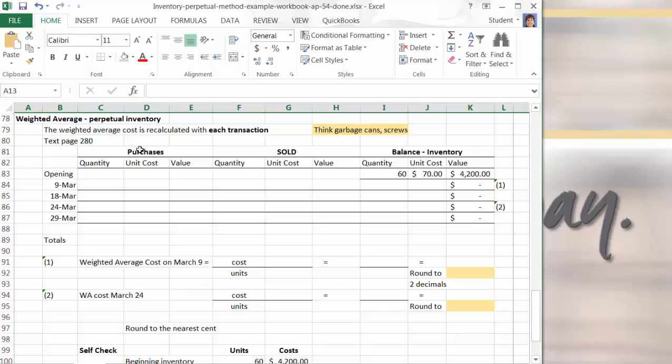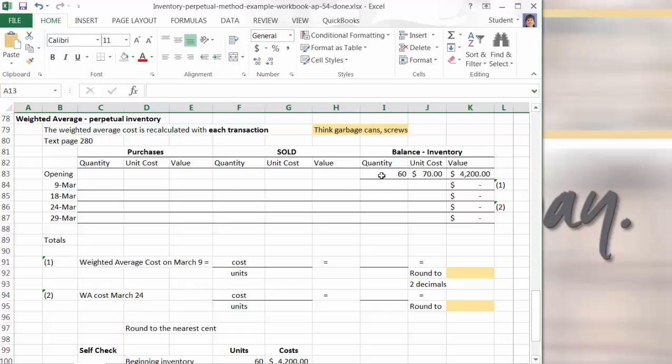Weighted average is used often when we have units that are relatively similar or totally similar. For example, screws. You don't really want to keep track of individual or even groups of screws for costing, and they're all the same. So it doesn't really matter if you grab the newest or the latest, and weighted average can be used just to simplify things.